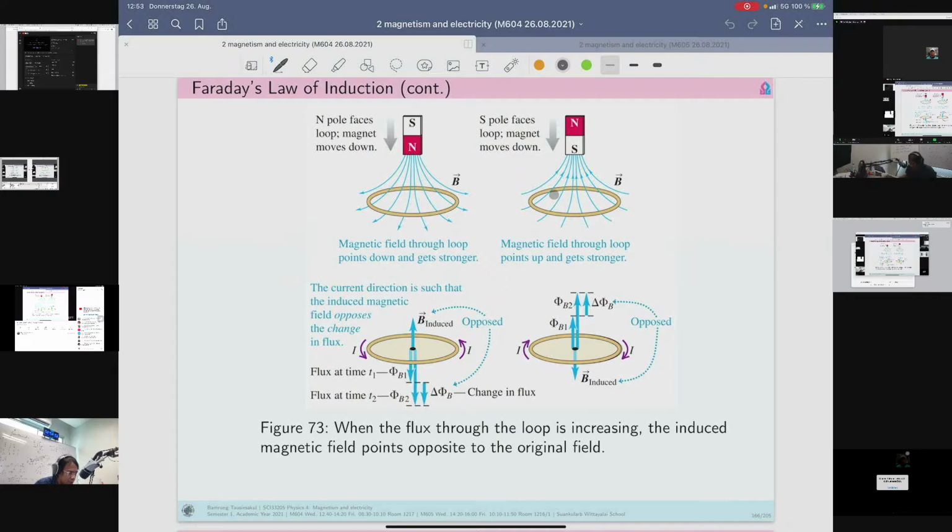But the conductor is the lazy guy. He doesn't like this behavior when someone changes the environment around him. So he tries to compensate the additional vector of the flux in this direction by making a magnetic field in the opposite direction, but with the same magnitude, the same length as this vector.